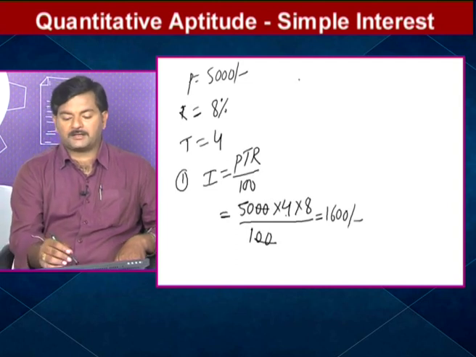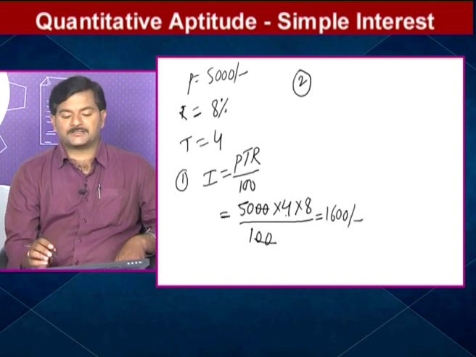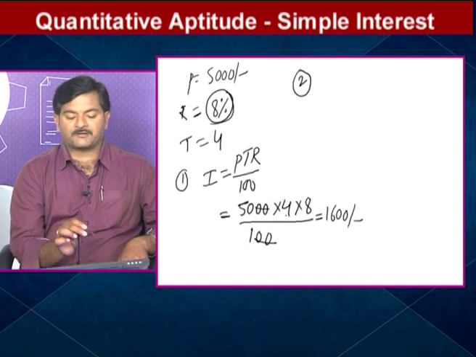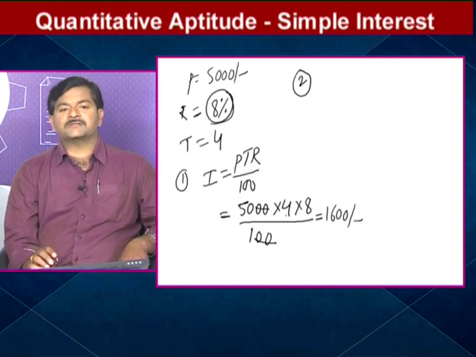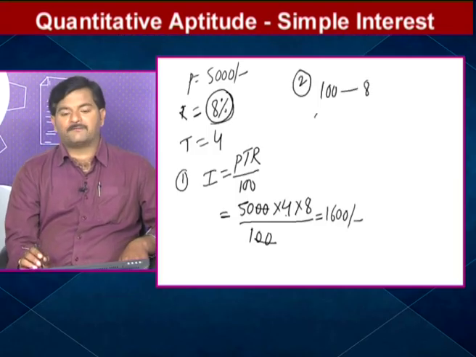And type 2 also you can solve. I told you type 2 just now. It is by using the rate of interest concept. How much is the rate of interest given? 8% per annum. What does it mean? A person has to pay 8 rupees as interest for every 100 rupees for 1 year. So if I borrow 100 rupees, my interest is 8 rupees for 1 year.